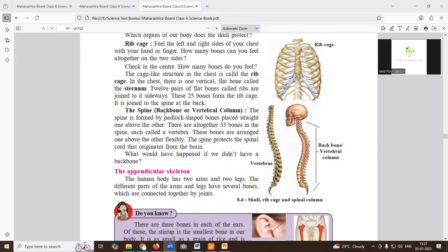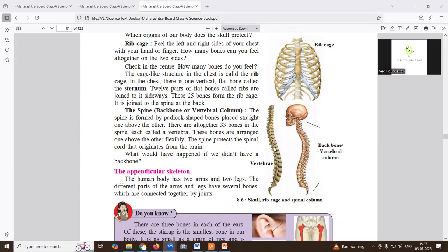The spine, or vertebral column, or backbone. This is the picture of the vertebral column, spine or backbone. You can see the backbone is made up of small bones. Means small bones are joined together to form the backbone or vertebral column. The spine is formed by padlock-shaped bones placed straight one above the other.